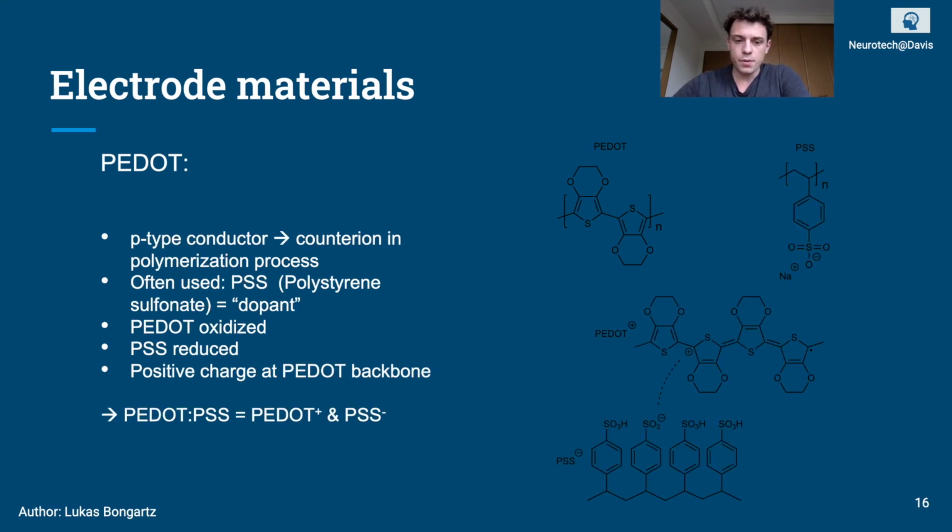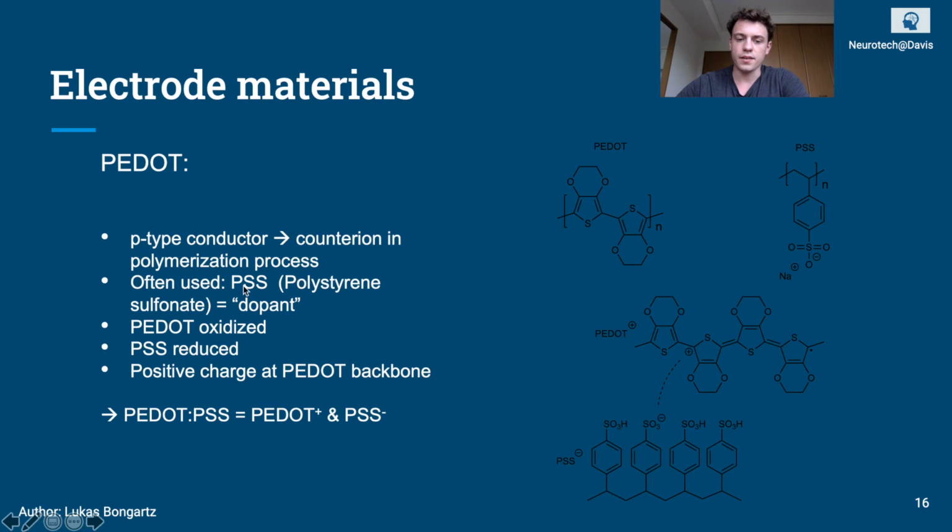PEDOT is a p-type conductor, which means that it is conducting positive charge carriers, or electron holes. So, a part of the pi backbone where there is an electron missing. And this again means that we need to provide a counter ion that receives one electron and thus compensates, in a way, the positive charge on PEDOT.